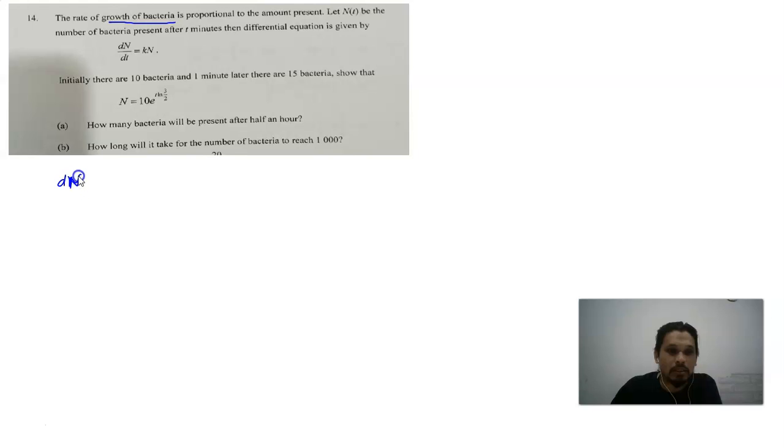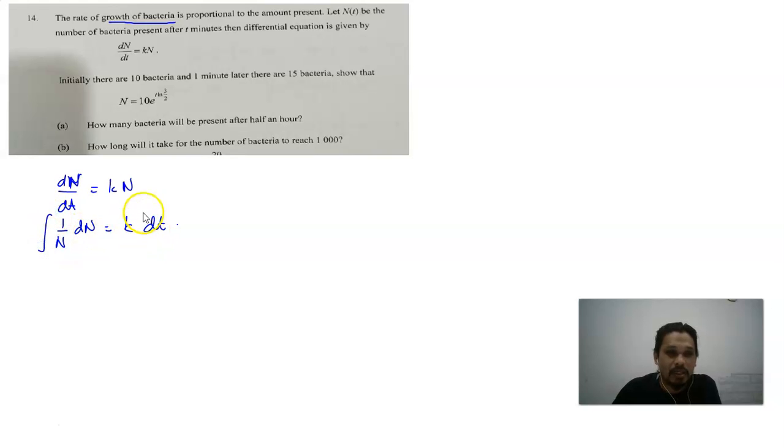So dn over dt equals k n, as given in the question there. On the left side of the equal sign here, this is the derivative of n and this is with respect to t. K is just a constant, just like the numbers 5, 6, 7, 10 or whatever. Okay, so then separate the variables: 1 over n dn equals k dt. So we successfully separate the variables n and t here.